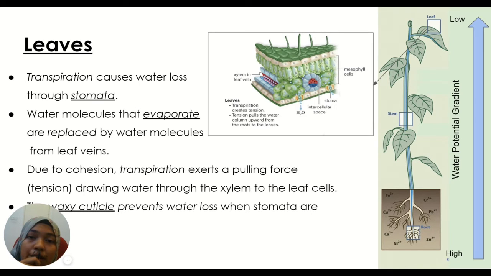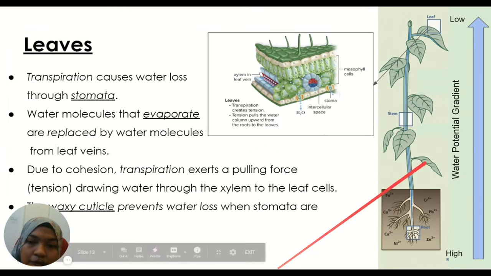So the plants also have an adaptation to ensure there is the least possible water loss. At the surface of the leaves, there are waxy cuticles that prevent excessive water loss when stomata are open. See, the water goes in and goes out through the stomata into the leaf cells, leaf surface.